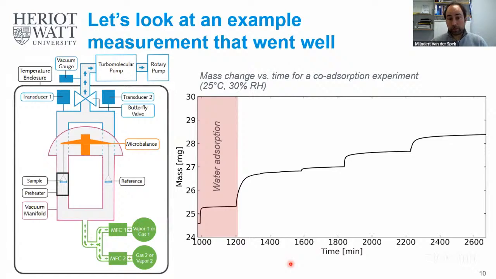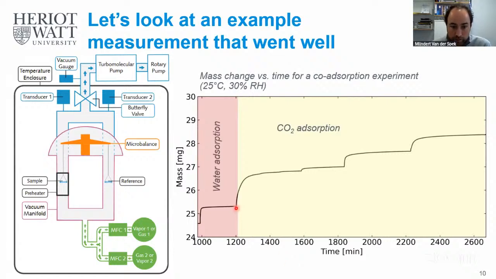What we do first is dose water and let the water equilibrate. And we need to do that because we need to close the mass balance. If we would dose water and CO2 together, we wouldn't know which would contribute to which amount of the mass uptake. So we need to disentangle that. And therefore we dose the water first, and then in different steps, we do the CO2 adsorption.